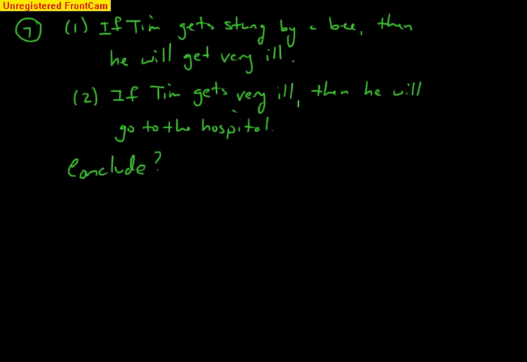Okay? And the answer is yes, we can. All right? If we use the law of syllogism, this is a P implies Q, or if P, then Q. And then notice the first part of the second sentence is the same as the second part of the first sentence, this whole fact of he will get very ill. So this is a Q implies R. And now look at the setup. P implies Q, Q implies R. Then we should be able to conclude that P implies R.